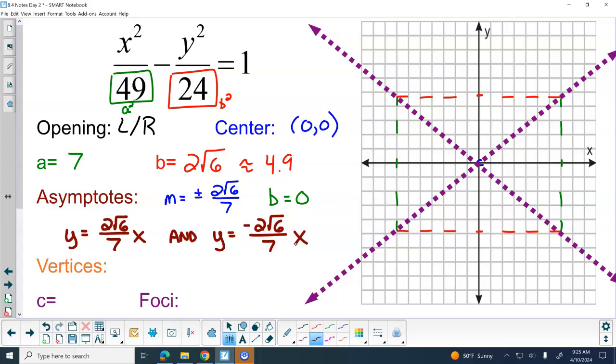Next up is vertices. Since this is a left and a right opening hyperbola, that means that my vertices are going to be at the midpoint of the left and the right side of the box. So that's going to be -7, 0 and +7, 0. Do we agree?